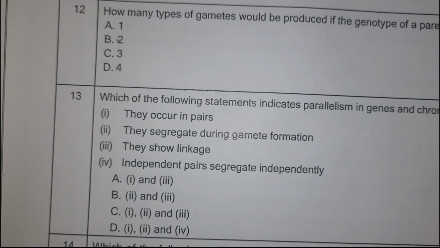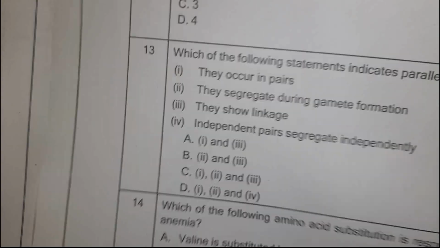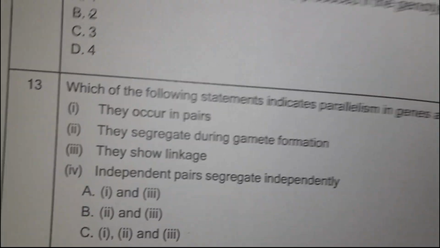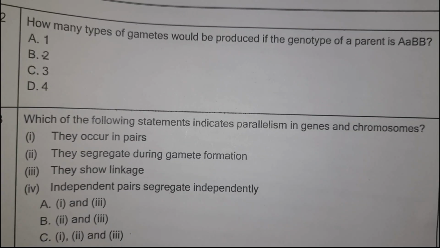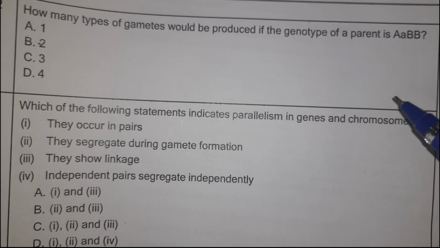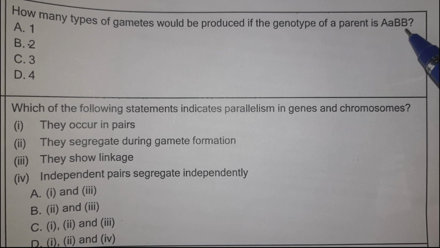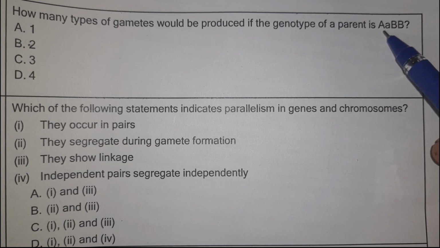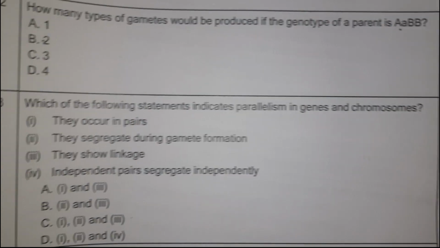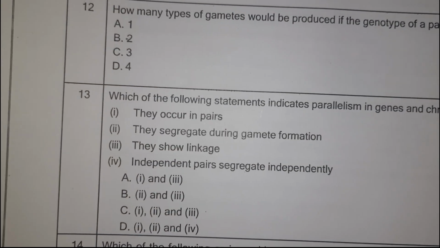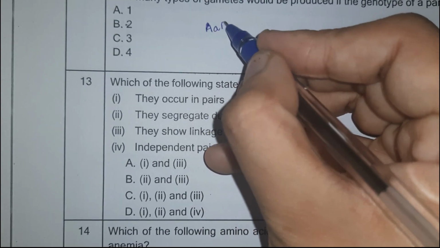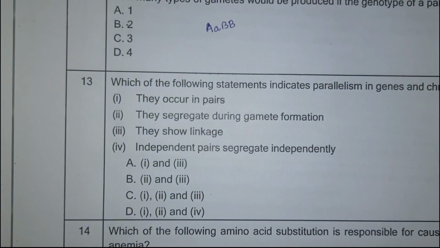Next question is question number 12. In question number 12 we have been asked that how many types of gametes would be produced if a parent is AaBB. Okay, so it is heterozygous condition where we are provided with a capital A and a small a and two capital B. So what we will be doing is, in this case we are provided with capital A, small a and two capital B.